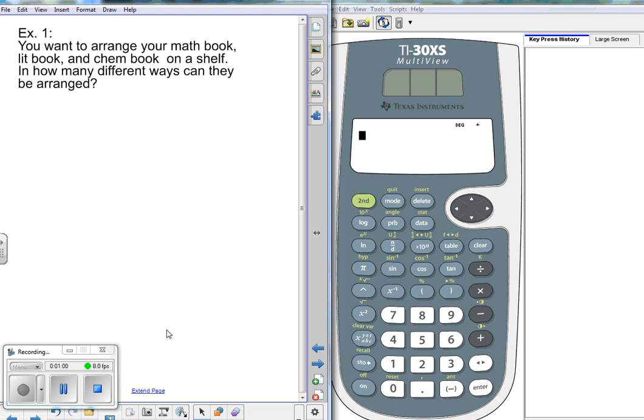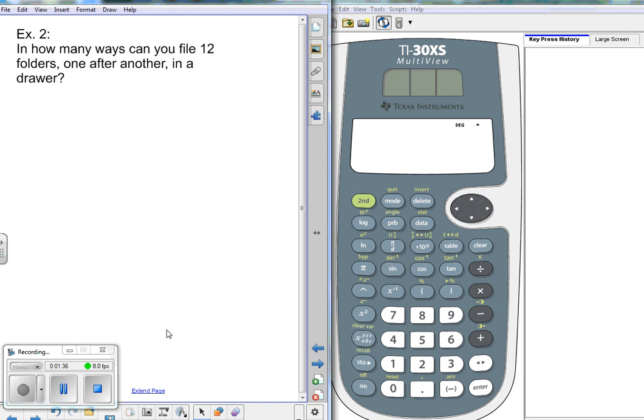So if you take a look at example 1, you want to arrange your math book, lit book, and chem book on a shelf. And how many different ways can they be arranged? So I'm actually going to use a fundamental counting principle for this one. So you can see there are 3 spots for books on the shelf. I have 3 choices for the first book, but then one of them is used. So then I only have 2, and then I only have 1. If I use the fundamental counting principle, there would be 6 ways for me to arrange those books. This is really a display. Consider the fact that in this case, I'm displaying the books on a shelf.